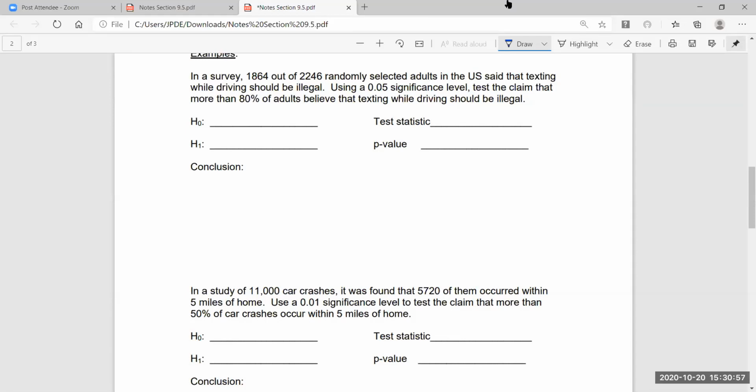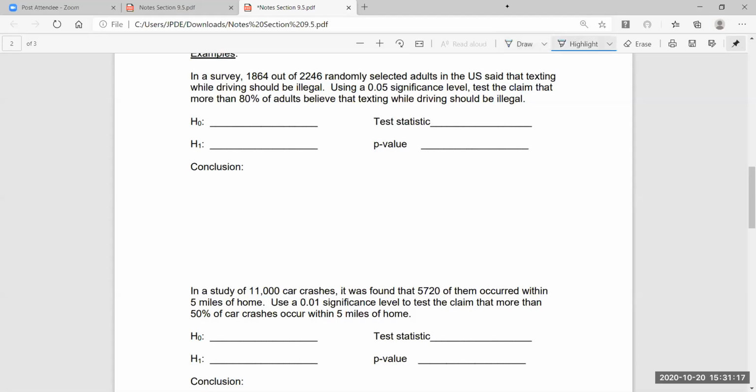I want to show you on this very first problem how to do the problem using the formula. This is the only one we're going to use with the formula. The rest of them will use the calculator. So this one, we're going to start off, read over the problem, focus on what is the claim.